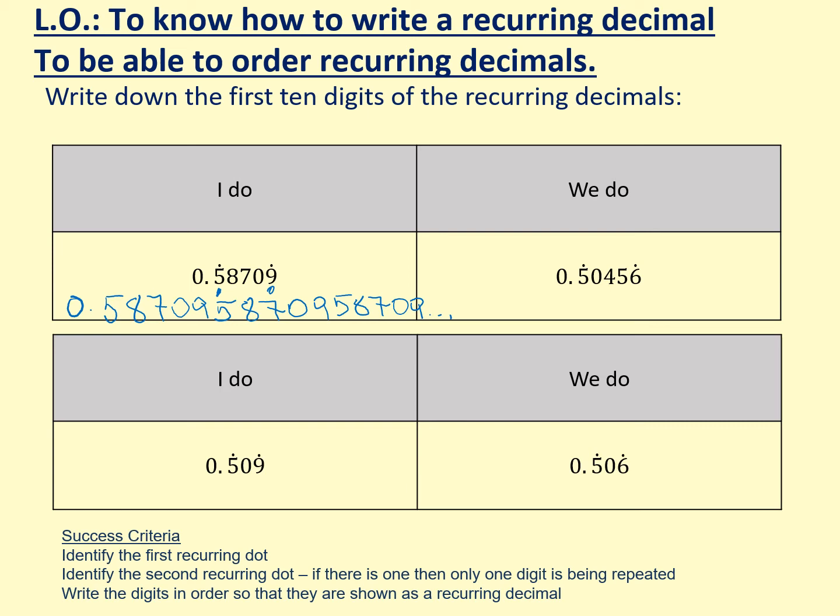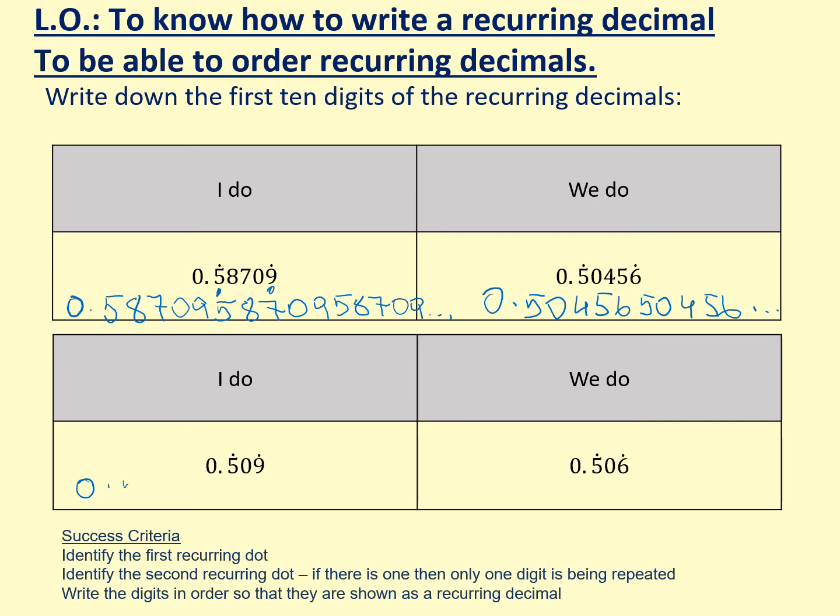Okay, so you should have 0.5046, 50456, and so on and so forth. Let's have a look at the next example. So again, I identify the first dot, then the second, and then rewrite everything between the first and the second over and over again.